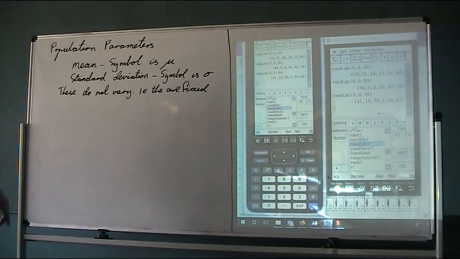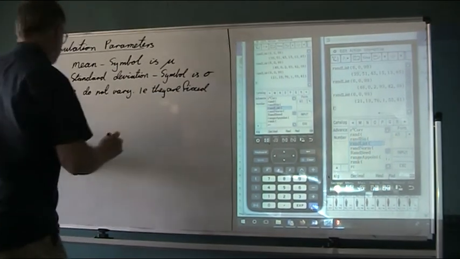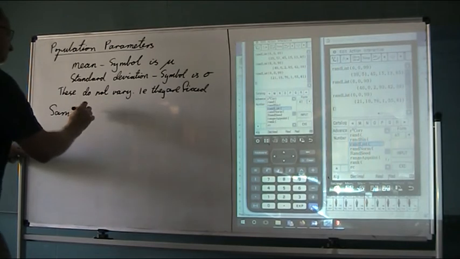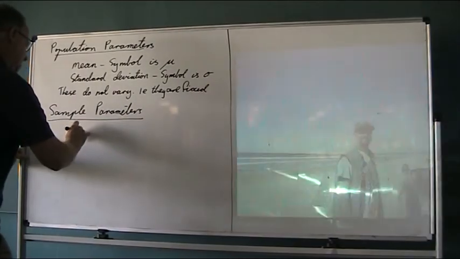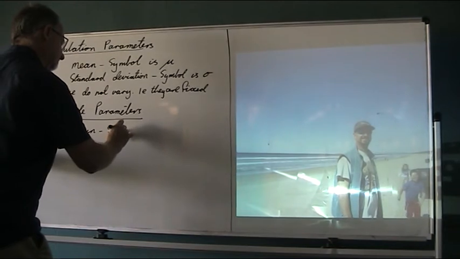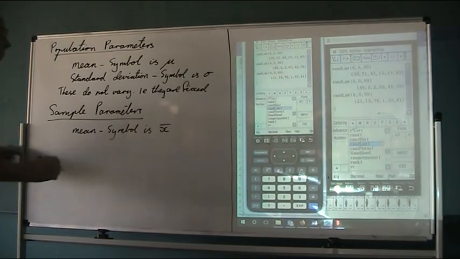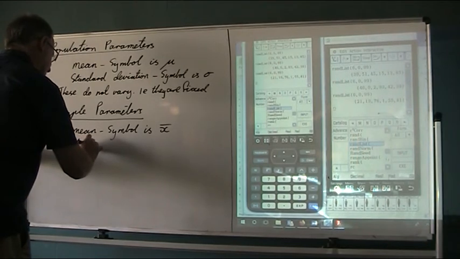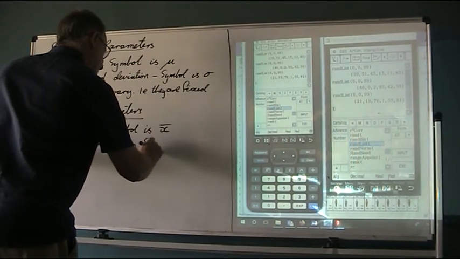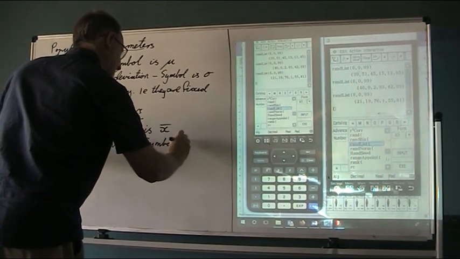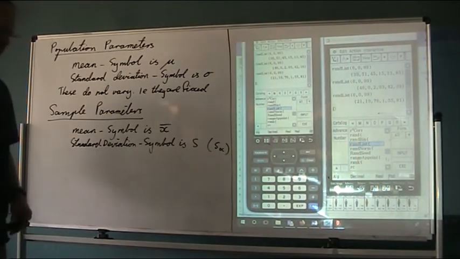The sample, which is what I'm about to write down now. So sample parameters: the mean, as we know, the symbol is x bar, and our standard deviation, our symbol is S. And on our calculator, the calculator has that as SX.